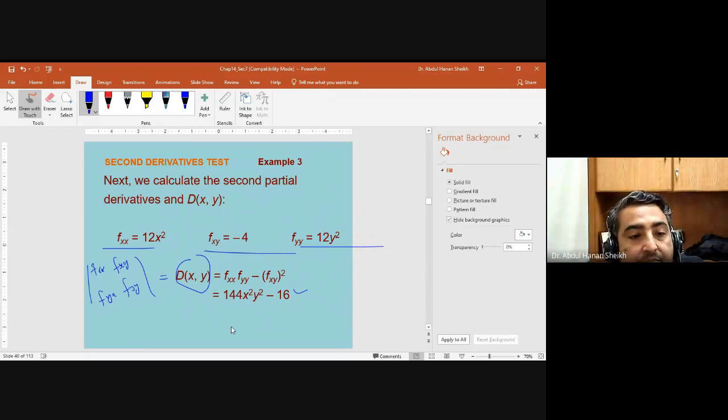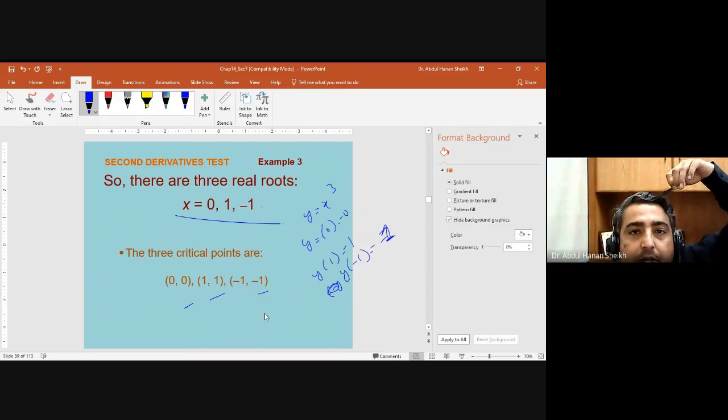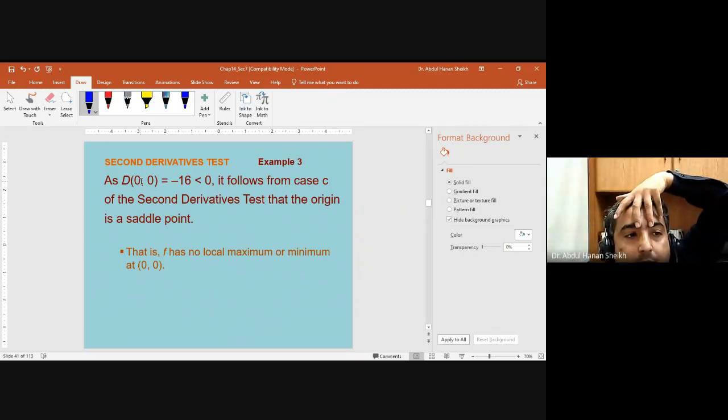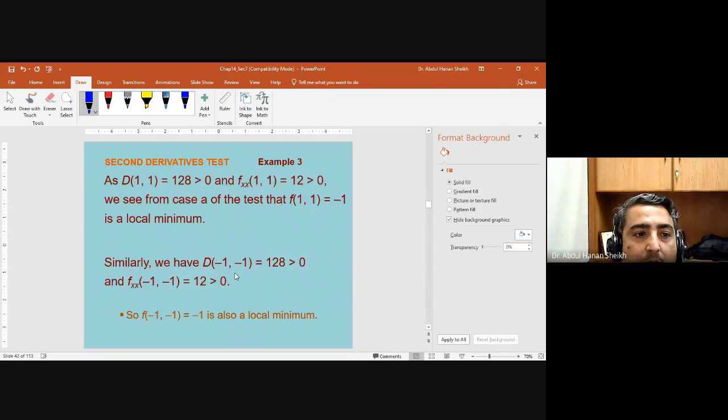Now, if you notice, this is always greater than 0. Whatsoever values of x and y we choose, this will always be positive. No, not for this 0 point at least. So if you plug in 0, it will be negative. Now at this point 0, D is negative, so this is a saddle point, right? So, done about the first point.